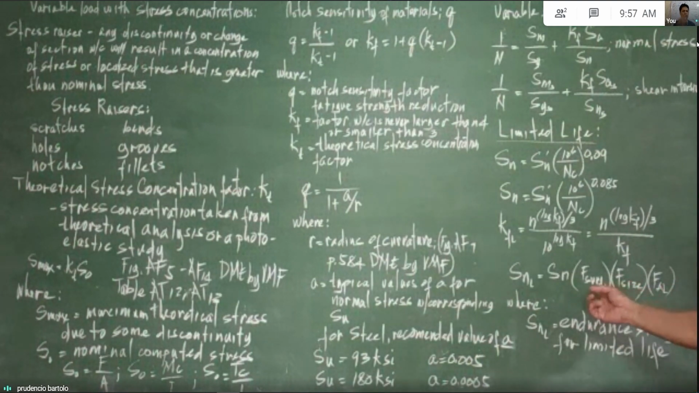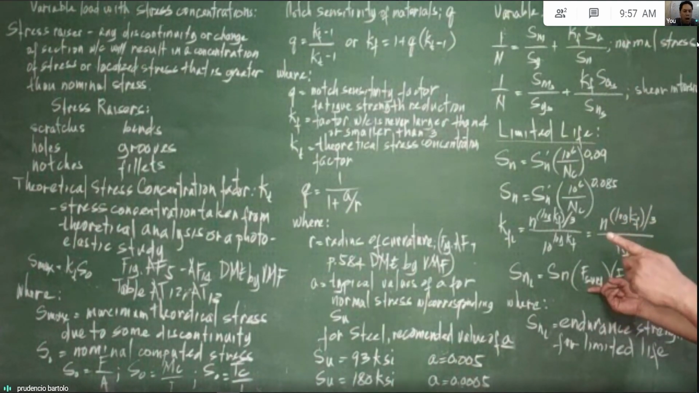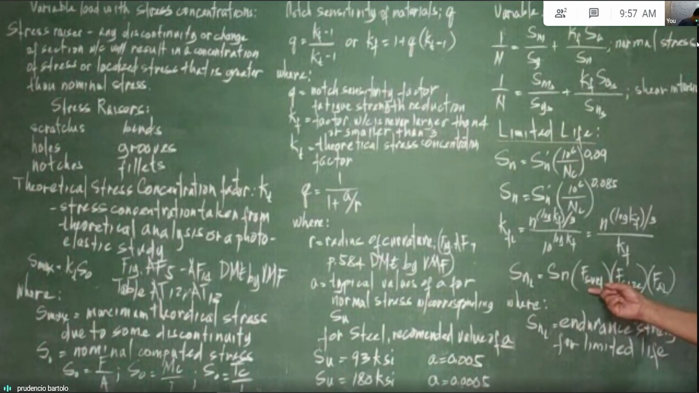We have the surface factor, we have the size factor. The surface factor, of course, was previously taken from figure AF5, page 580, Design of Machine Elements by Virgil Moring. That is for the surface factor. For the size factor, it was arbitrarily taken equal to 0.85.